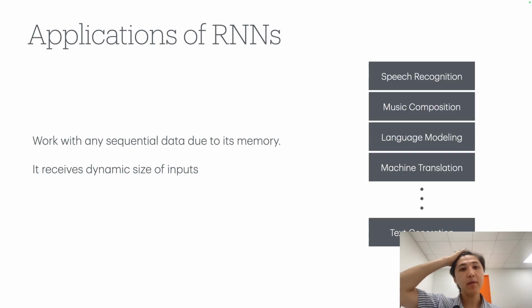Then what are the applications of RNN? RNNs work with any sequential data because they have this memory, so that they can memorize information. And second, they can be very dynamic, because they can take dynamic-size input data, and they can output dynamic-size outputs. Typical applications of RNNs are speech recognition, music composition, language modeling, machine translation, and text generation. There are many different kinds of applications of RNN.